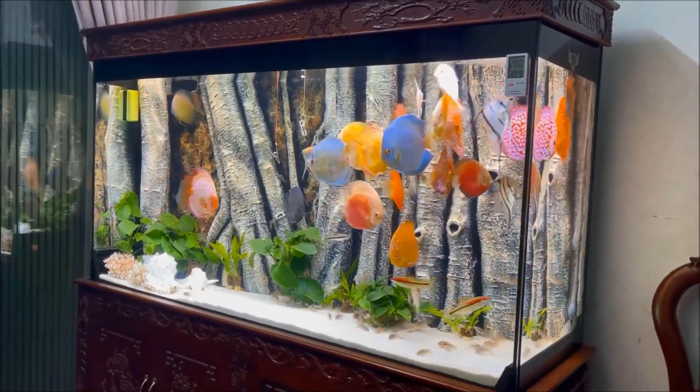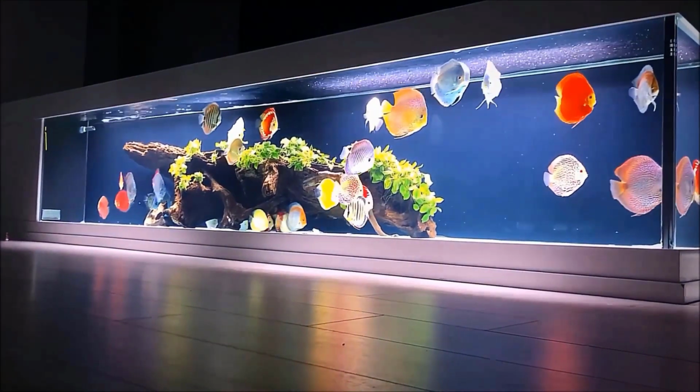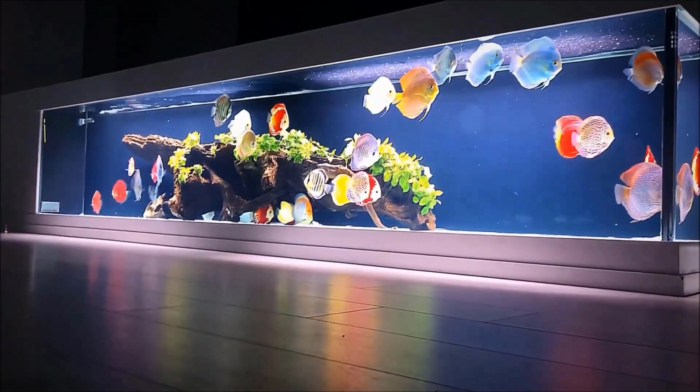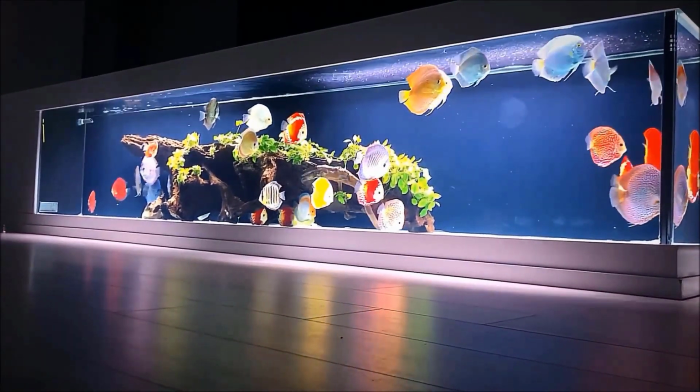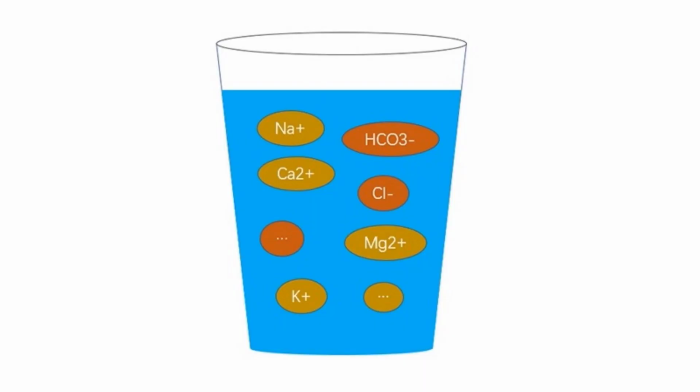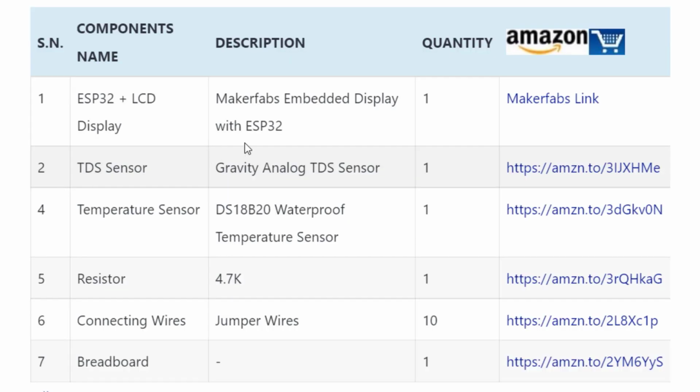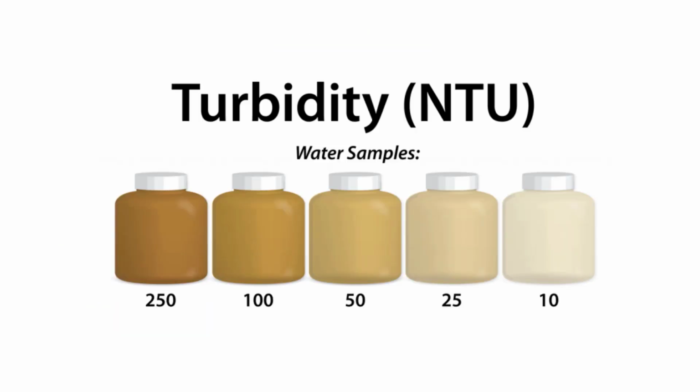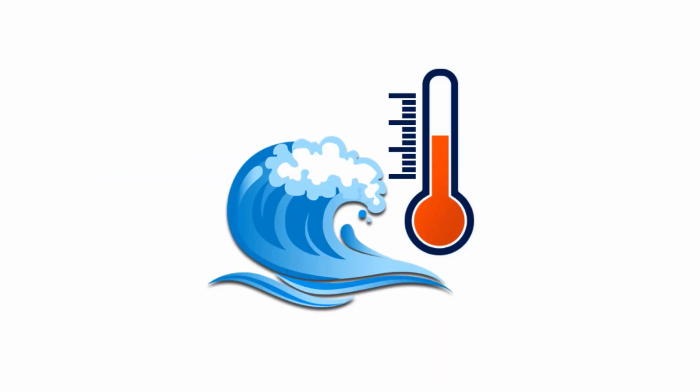In a smart aquarium, it is necessary to monitor the water quality in order to have proper aquaculture. Water quality monitoring is the most complicated task as it requires the use of sensors and electronic equipment. And the water quality parameters include water pH, TDS, turbidity, dissolved oxygen, and temperature.